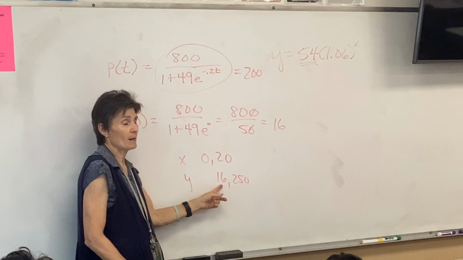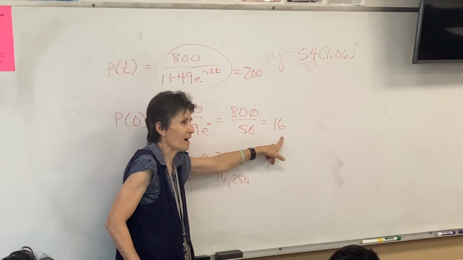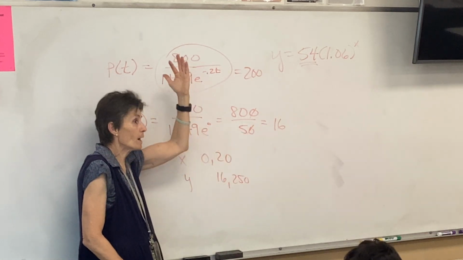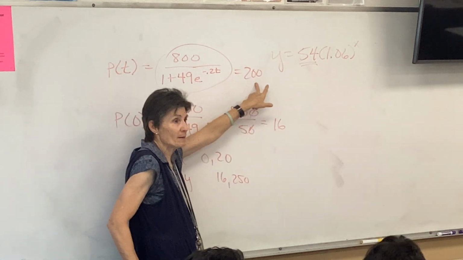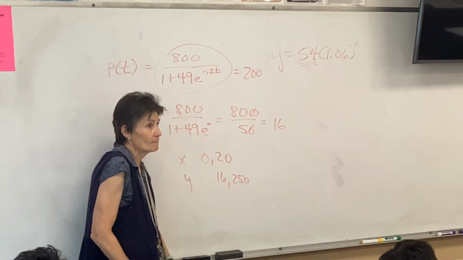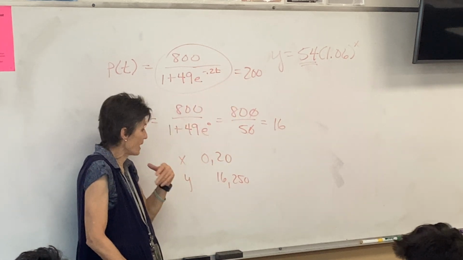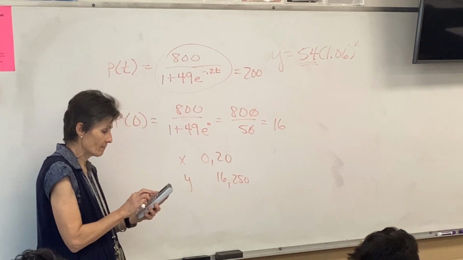Why for Y min did I put 16? Because I'd already figured out that was my initial value. I'm starting at 16 and going up from there. Why did I put 250? Because I had to be bigger than 200, right? That was my other equation. So to see that line at 200, I have to be more than that. All right, did you find your point of intersection yet? I have not.